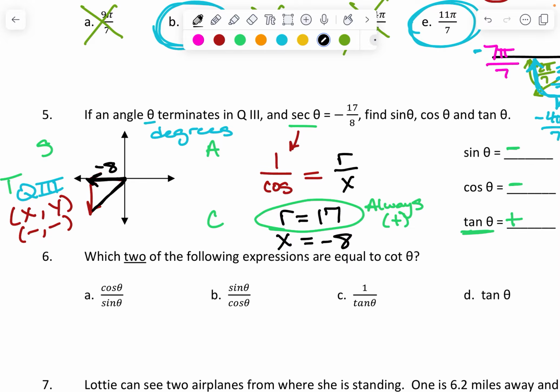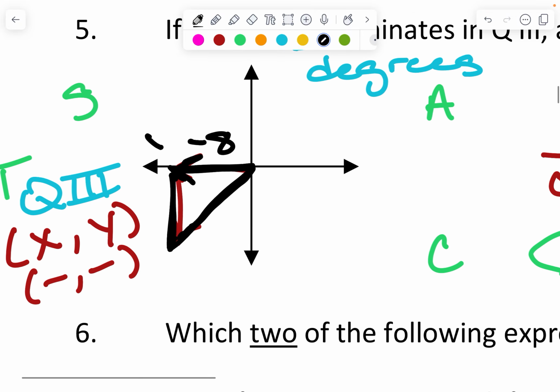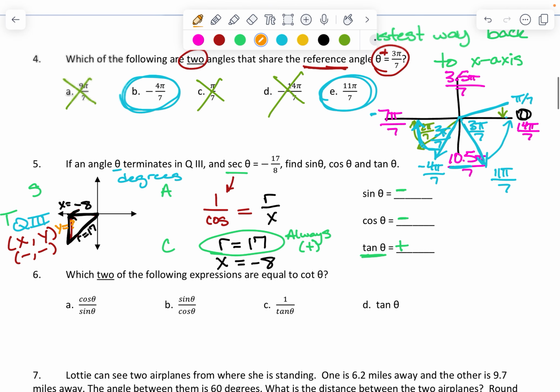So what we've got here is a triangle down in quadrant 3, okay? And we know that the x is negative 8, and we know that r is 17. So what we need here to really find all these ratios is we also need the y, okay? This is a right triangle, and we're looking for a side. So we could use the Pythagorean theorem. We could use a squared plus b squared equals c squared. And we know a, we could say negative 8 squared. We don't know b, that's our other side. And we could say that equals 17 squared.